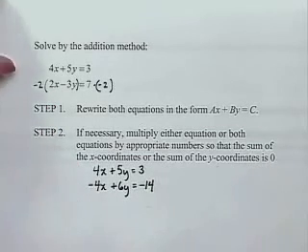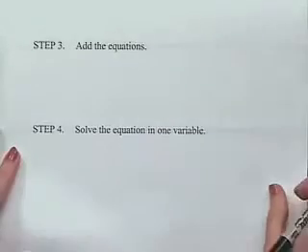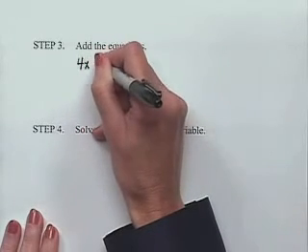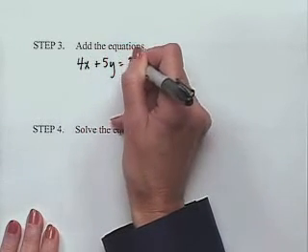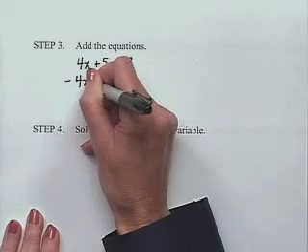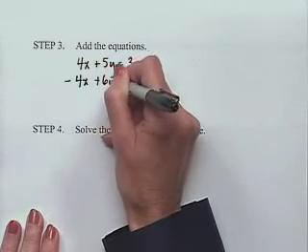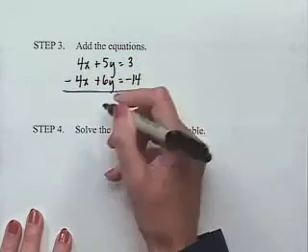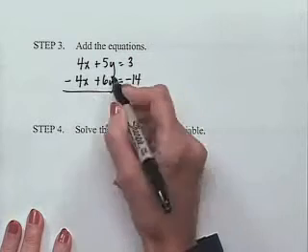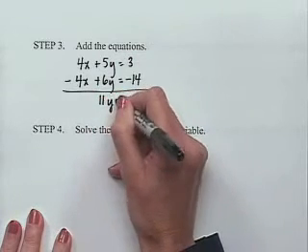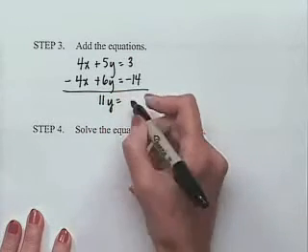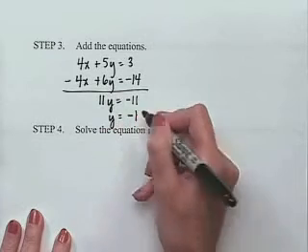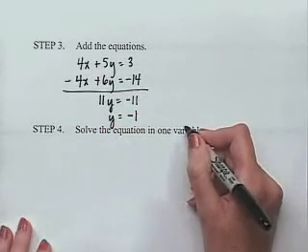Let's move now to step 3. We want to add the equations. I'll quickly write it down again. We had 4x plus 5y equals 3 and negative 4x plus 6y equals negative 14. Adding together, our x's are eliminated. We're left with 11 times y equals, and adding here gives us a negative 11. We're now able to solve for y by dividing both sides of the equation by negative 1.